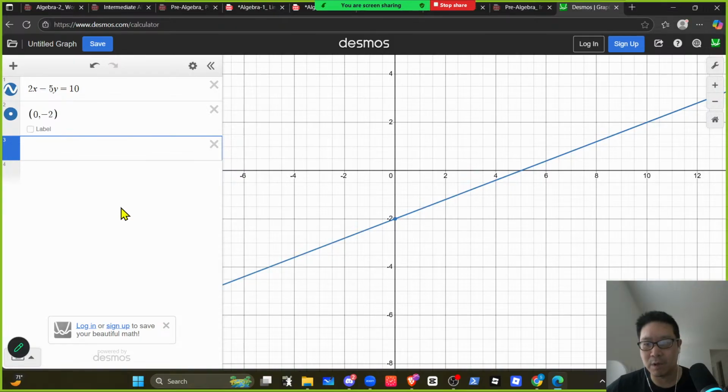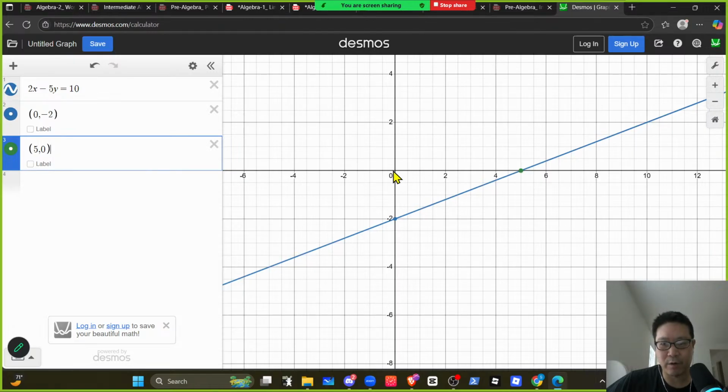So the other one was what? It was 5 and 0. Yeah. So for this one, it was 5 and 0. And where does 5 occur? Well, it occurs where y is 0. If you go all the way to the left, your y-axis, it's 0. Okay? So that's what's happening.